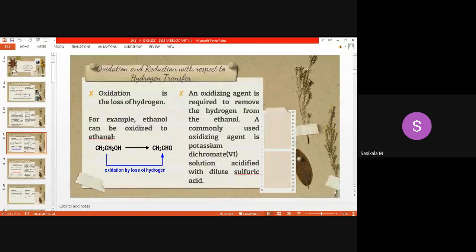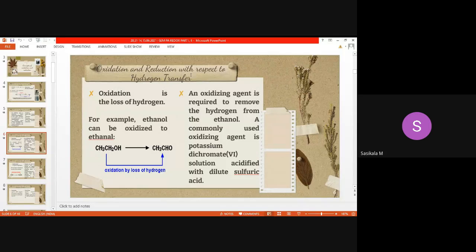Now let's see oxidation and reduction based on hydrogen transfer. In that, another oxidizing agent is required to remove hydrogen from the reactant. Here only one reactant is involved to give a product, so we require a third reagent as the oxidizing agent. For example, potassium dichromate solution is added in acidic medium, dilute sulfuric acid. This oxidizing agent is required to convert ethanol to acetaldehyde, alcohol to aldehyde oxidation.